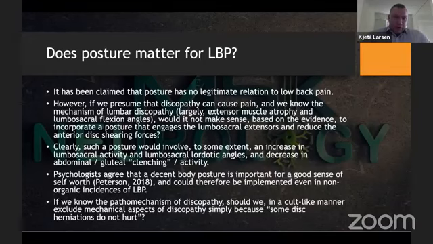Another pro for postural changes: even if you may disagree that posture has an impact on low back pain, psychologists agree that a good body posture is important for a good sense of self-worth, and therefore it should be implemented, in my opinion, even in non-organic, i.e. non-structural causes of low back pain, or psychogenic causes, if you will.